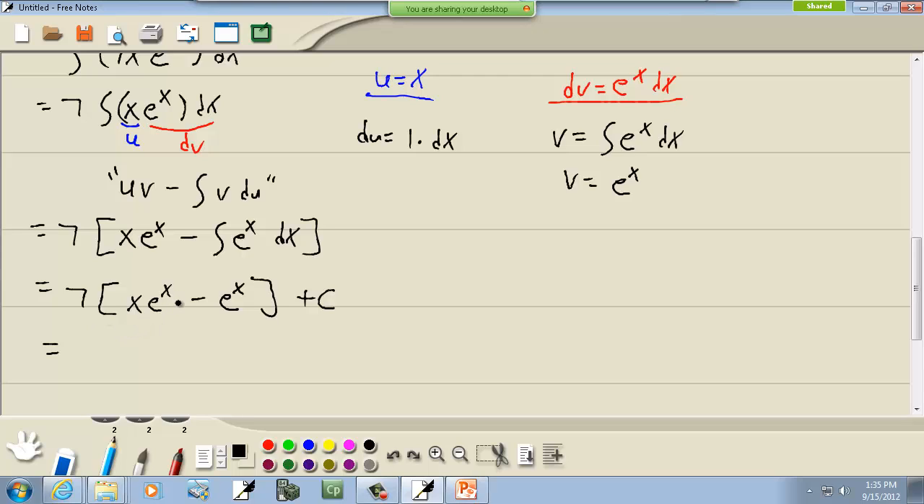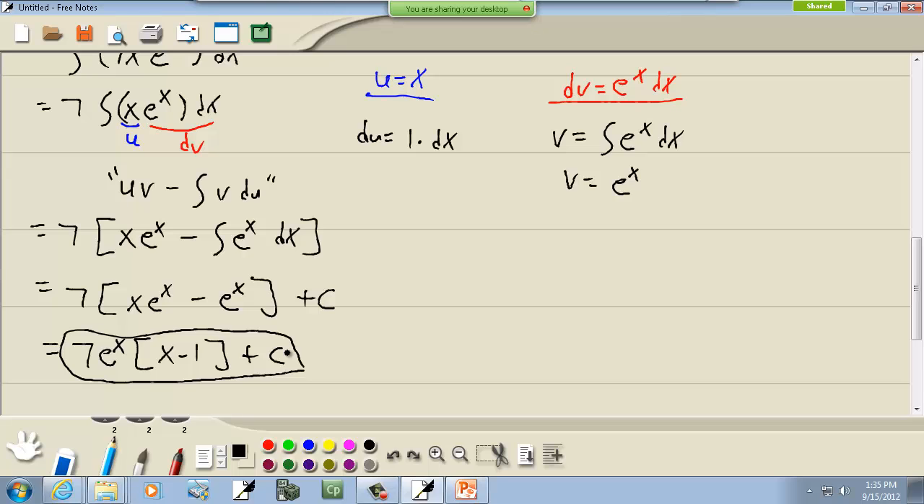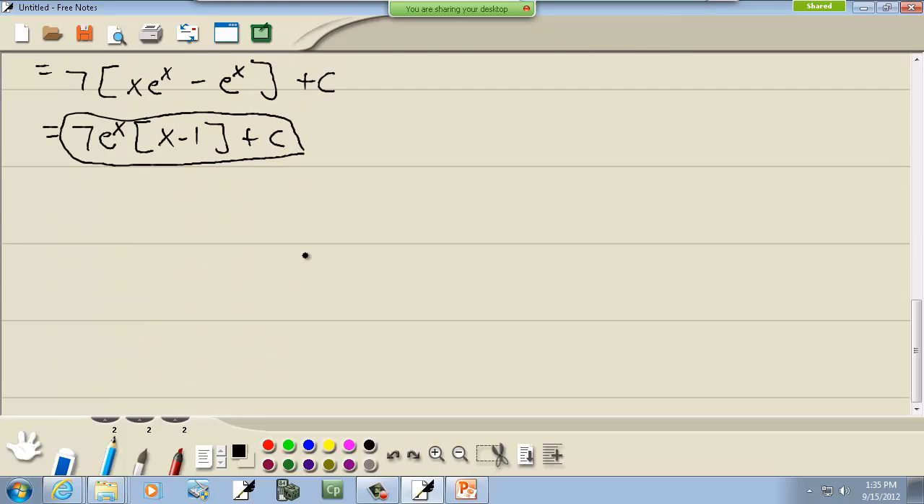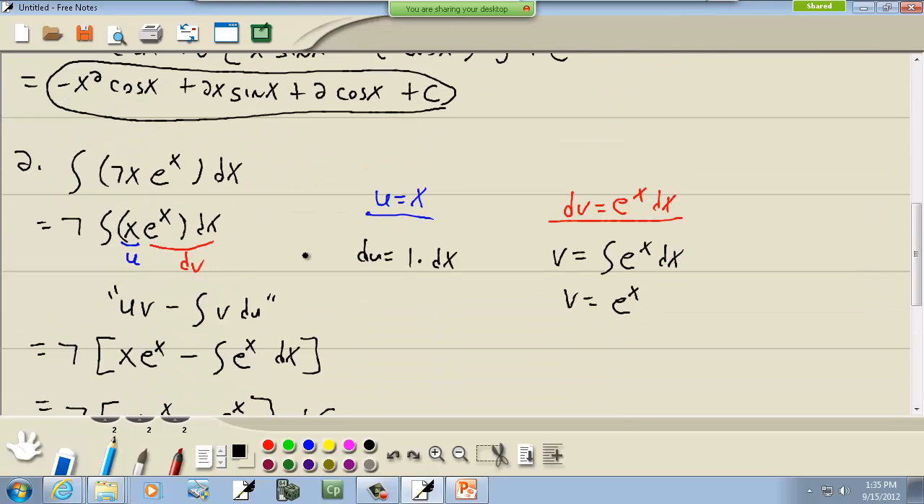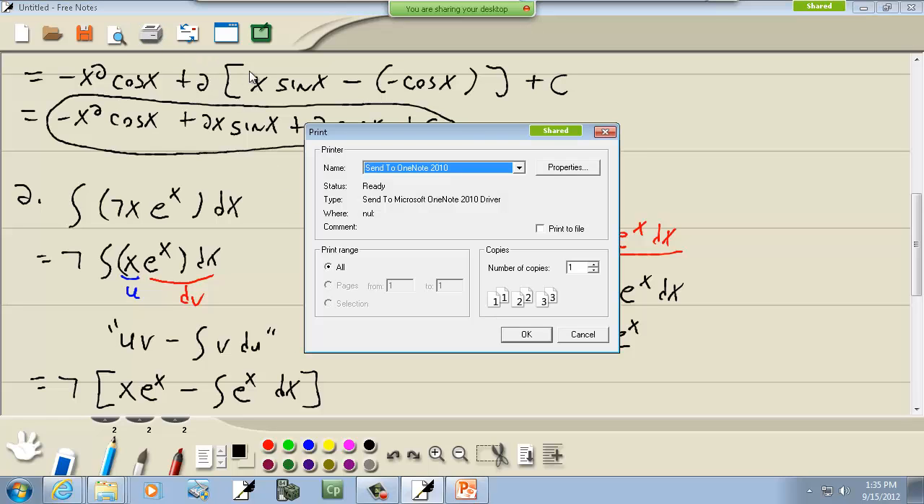Sometimes what they'll do is they'll actually factor out what they have in common. Like, see how these both have e to the x's? So they'll factor out an e to the x, and that leaves you x minus 1. Or they might actually just go ahead and multiply it through. So it all depends upon the book and the author and what they do on that. And let me save that page.